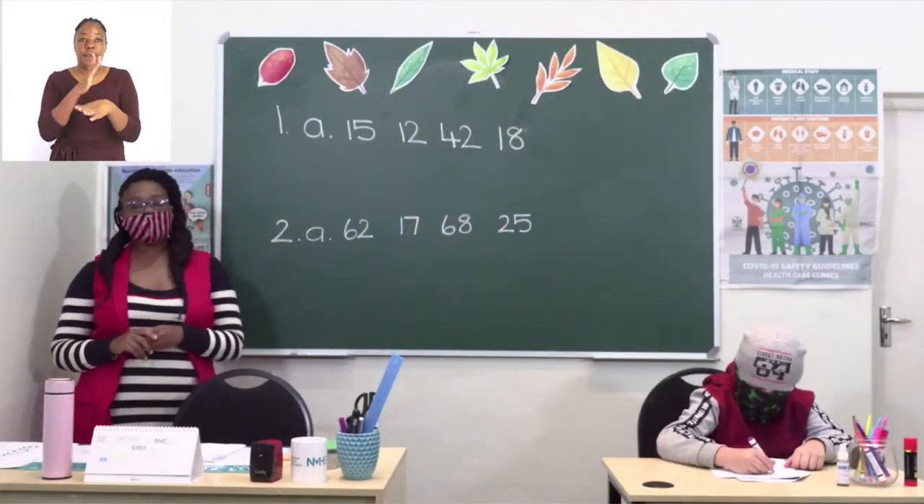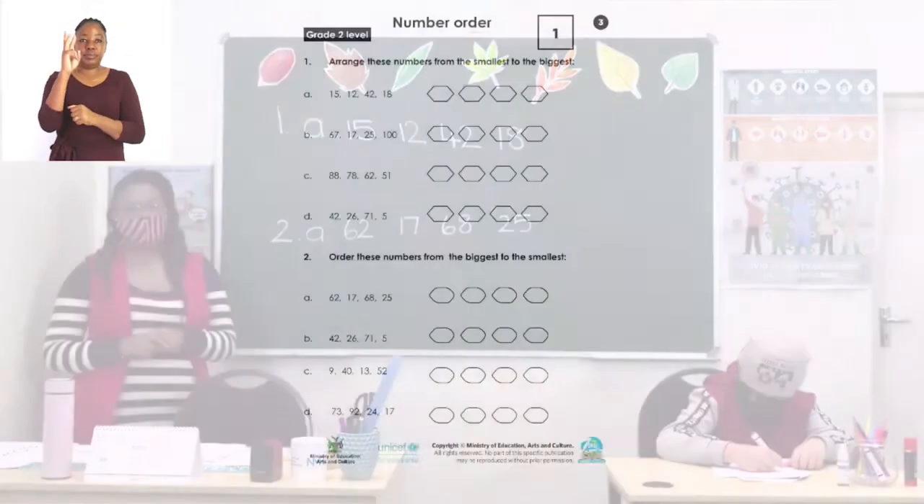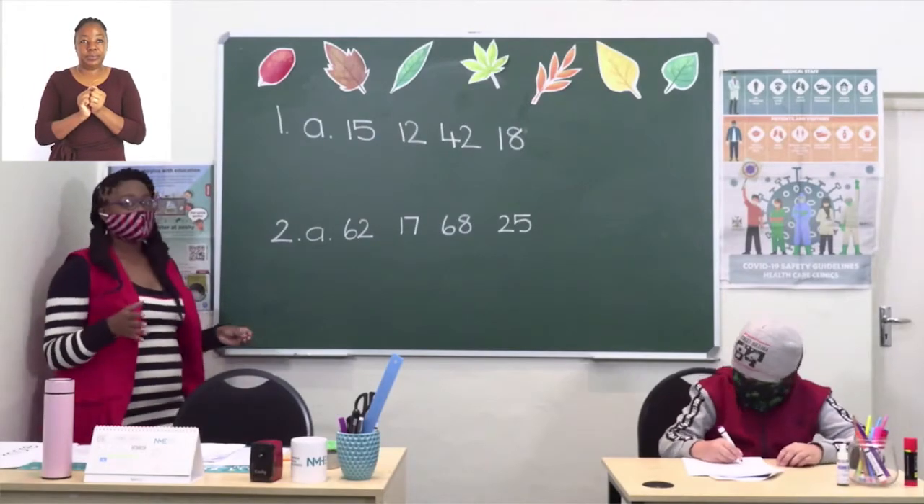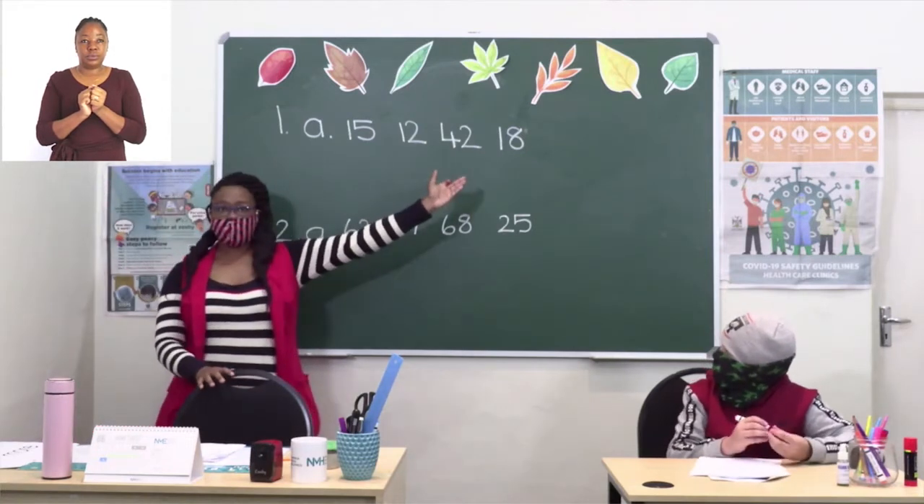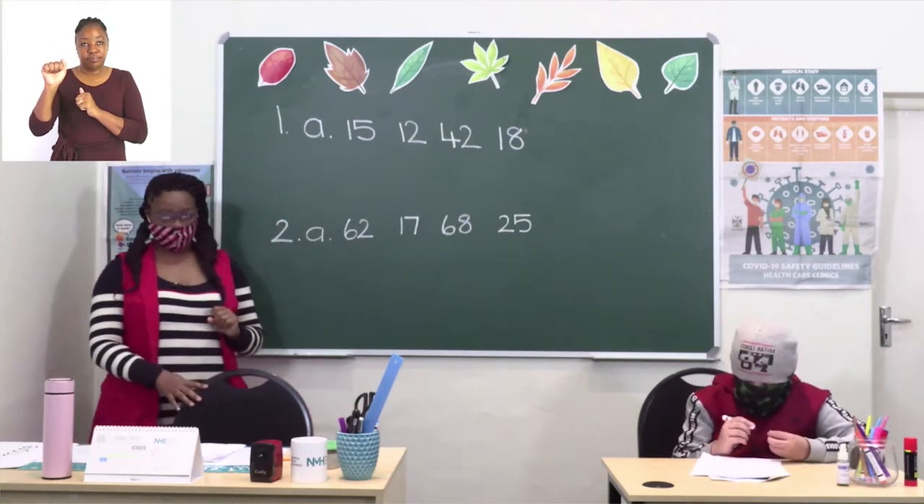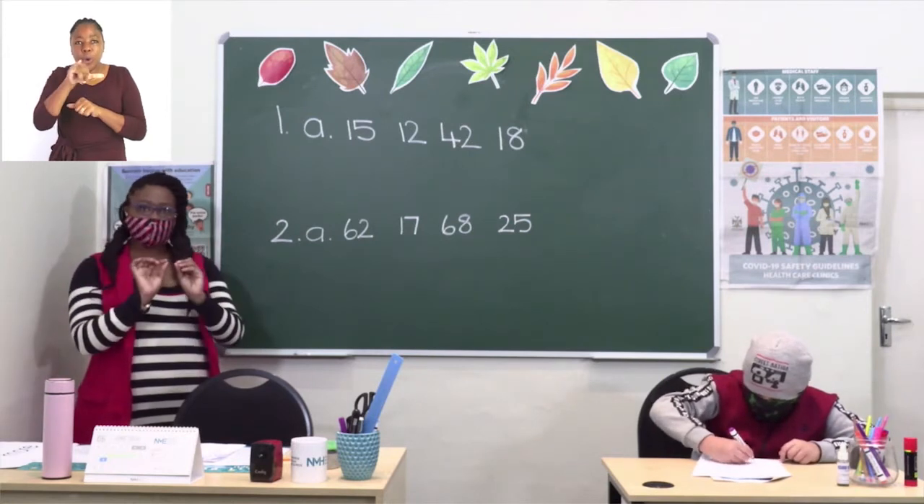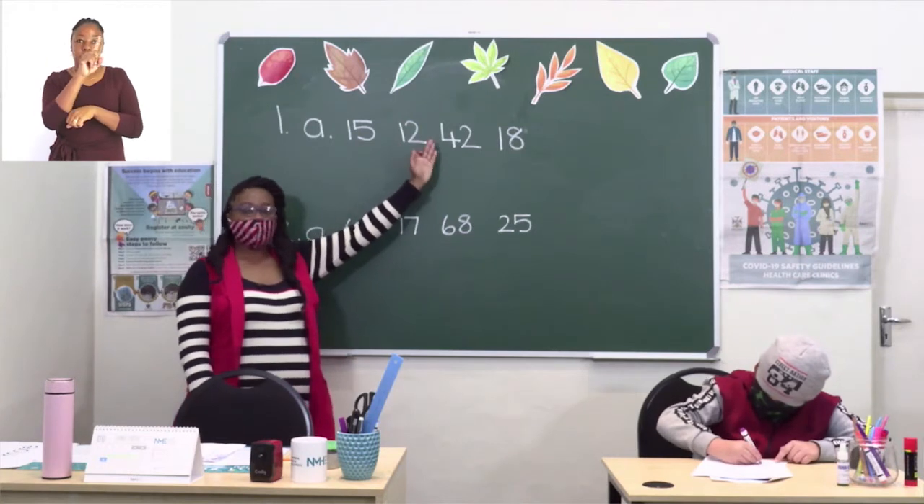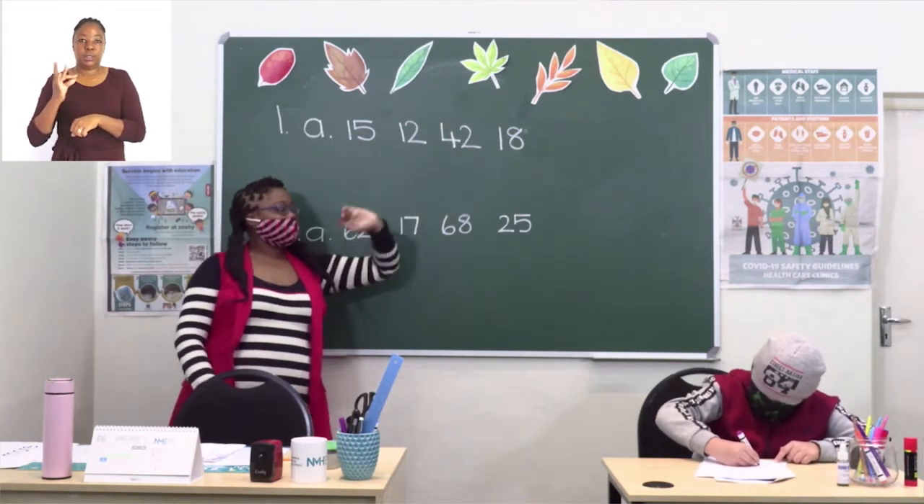This exercise can be found on page 3. Here we can see that we are supposed to arrange these numbers from smallest to biggest. What we are going to do is number 1 together, number 1A. So let's take a look at the board. I have written number 1A on the board, and we are going to try and find out which number comes first. The numbers that we have are 15, 12, 42, and 18.